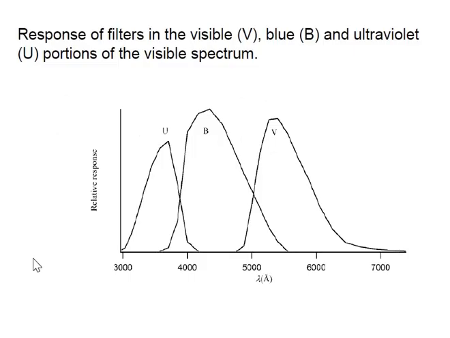Now here I have shown you the response of the three filters. Basically this picture shows the transparency of such filters in the visible, blue and ultraviolet portions of the spectrum. These transparency functions are not quite identical. These transparency functions must be taken into account when comparing observed magnitudes to theoretical values. This is important.